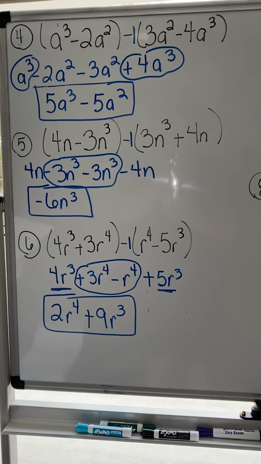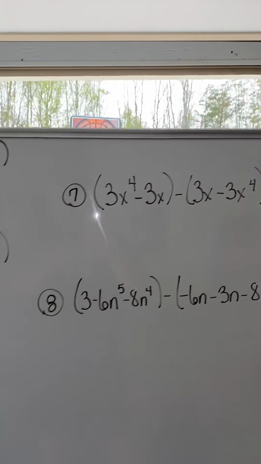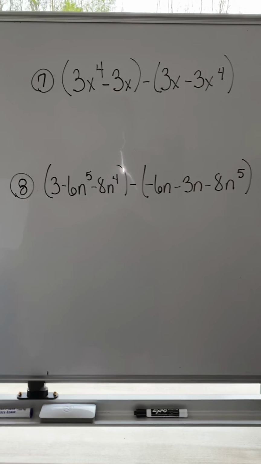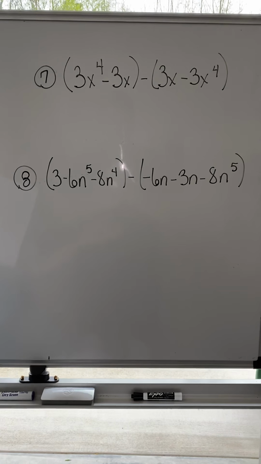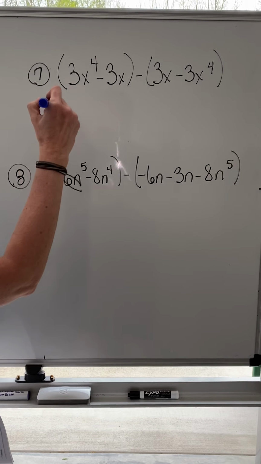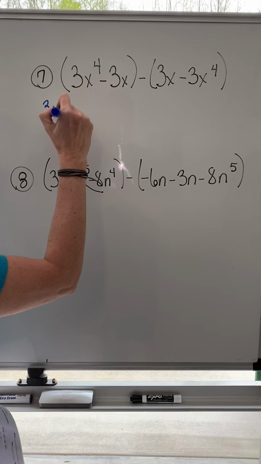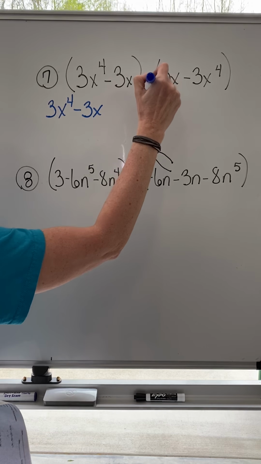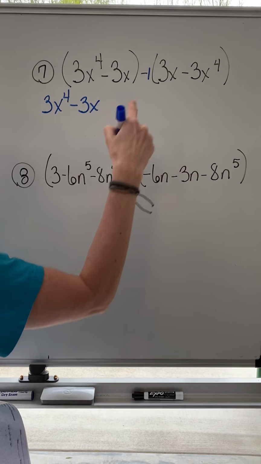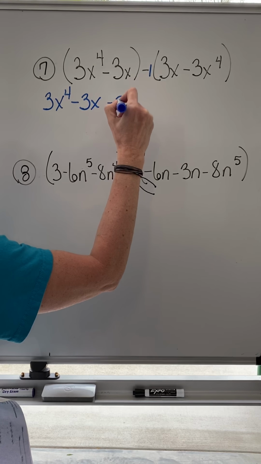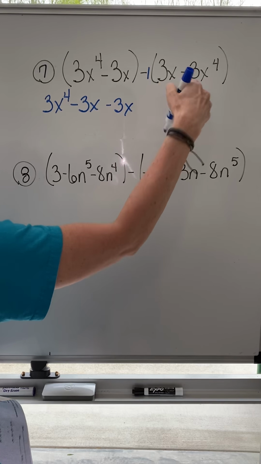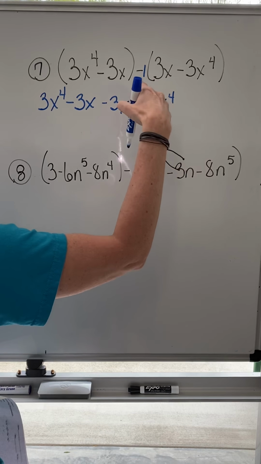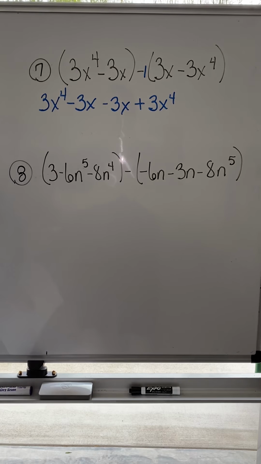Okay, number 7. 3x to the fourth minus 3x in one parentheses. In the other parentheses, you have subtract 3x minus 3x to the fourth. So I'm going to rewrite my first set of terms right here. Now I'm going to distribute that -1 over these two terms. So this is going to become a negative 3x. And that's actually going to become a positive 3x to the fourth, again, because a negative times a negative is a positive.